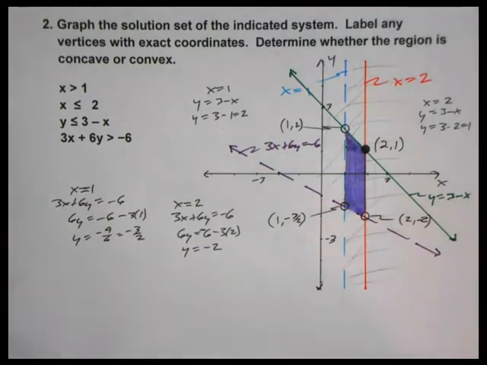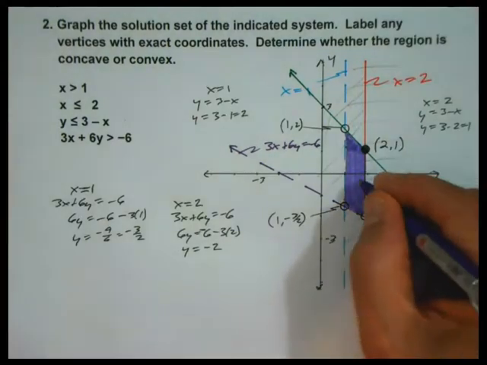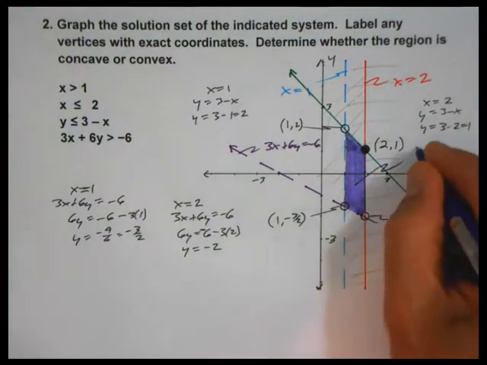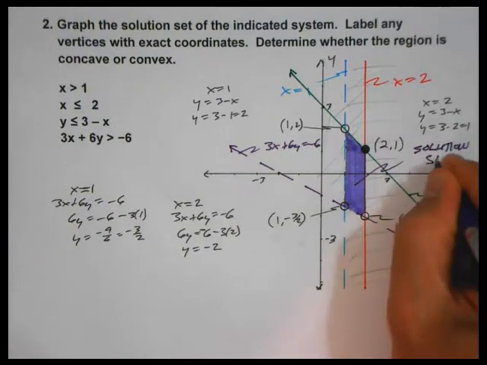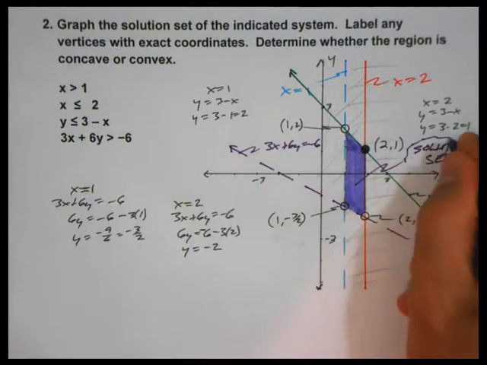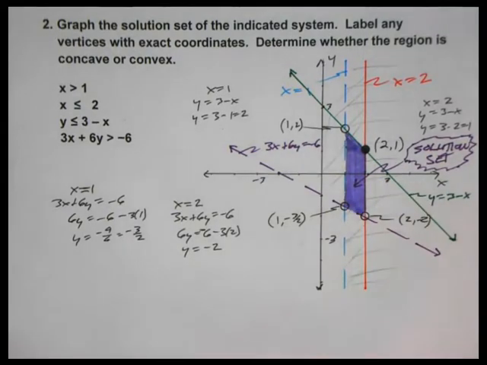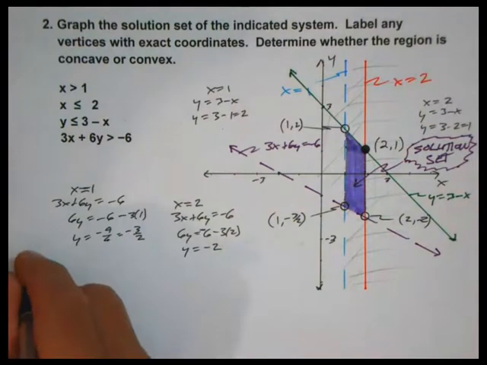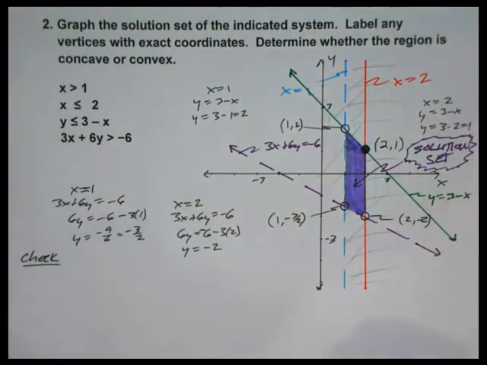Let's also, for the sake of clarity, really make sure we label our solution set. So an arrow right here, solution set. Right there. Now, we could have made a mistake here. We would like to give this some sort of a check to be sure. How can we check this?